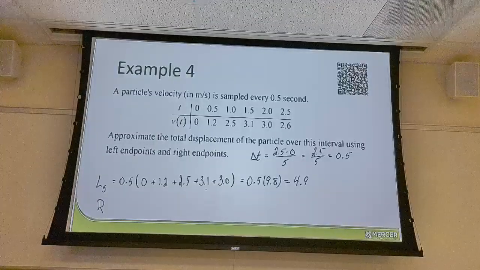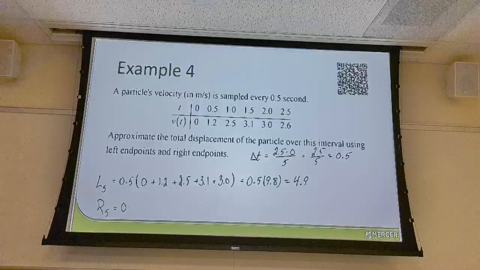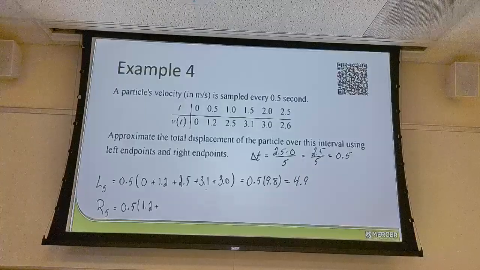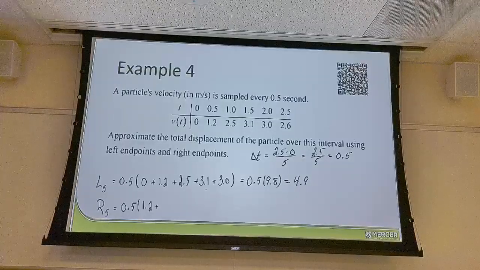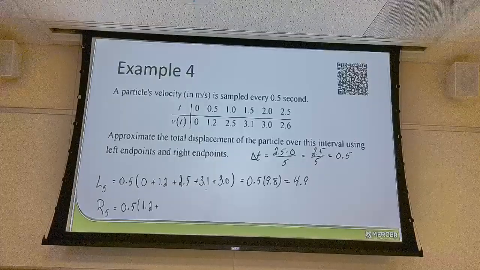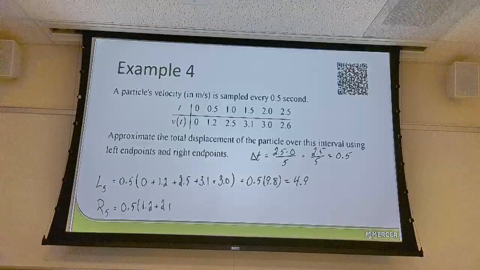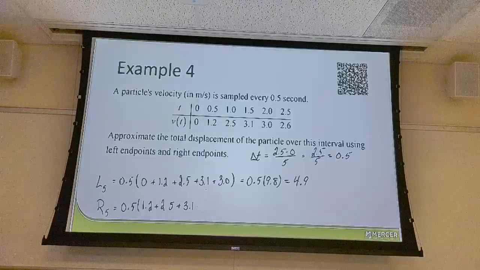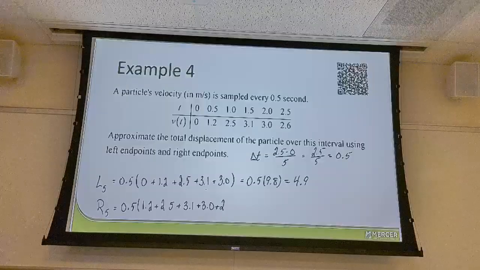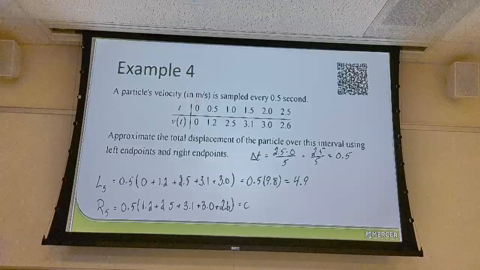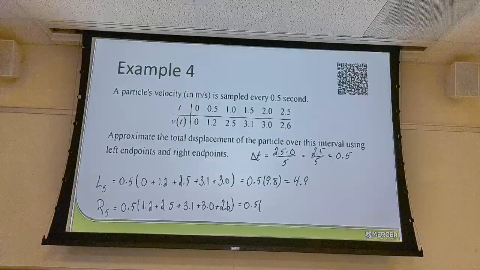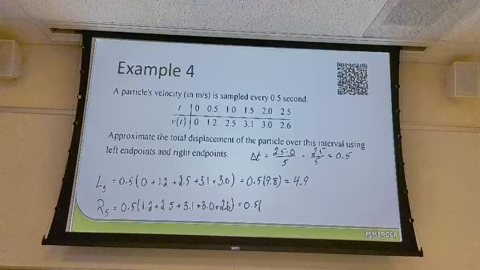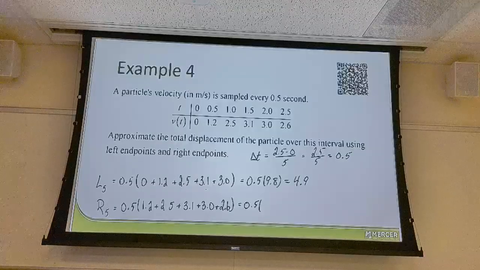Right endpoint, R5. 0.5 times. Now we're using the right endpoints, right? So we start at the 0.5. I'm going to work our way all the way over. That is 5.1, so that's what, 11.2? 12.3?